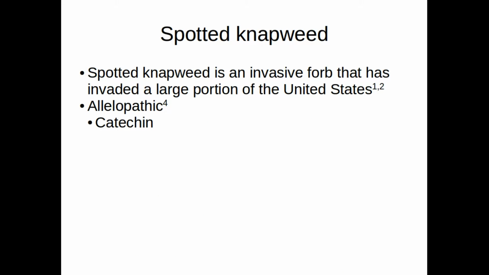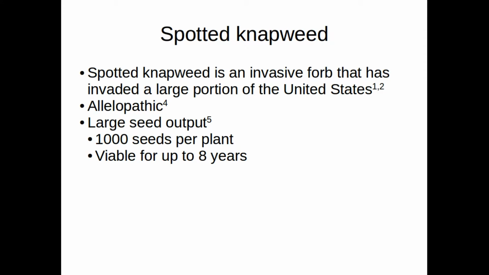One major reason why spotted knapweed has been able to invade such a large area of the United States is that it is allelopathic. This means that it produces a compound which inhibits the growth of other plants nearby it. In the case of spotted knapweed, the allelopathic compound that is produced is catechin. Catechin is released by the roots of spotted knapweed into the soil.